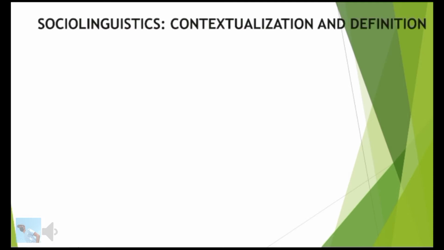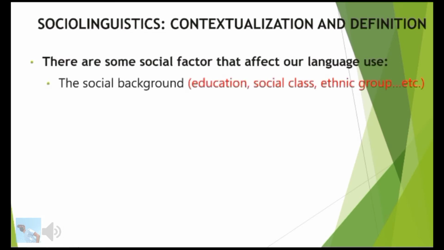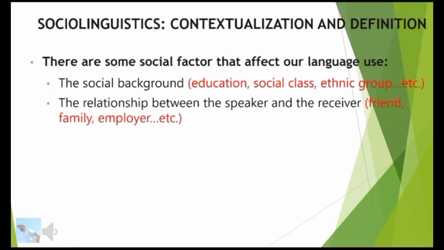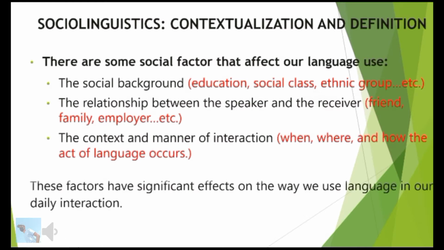Let us discuss the context of sociolinguistics. There are some social factors that affect our language use: the social background, the relationship between the speaker and the receiver, and the context and manner of interaction. These factors are said to have significant effects on the way we use language in our daily interaction. Question is, how do these factors affect our language? This is where sociolinguistics takes place.